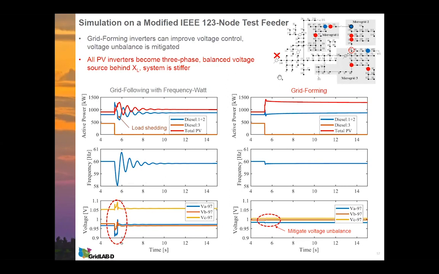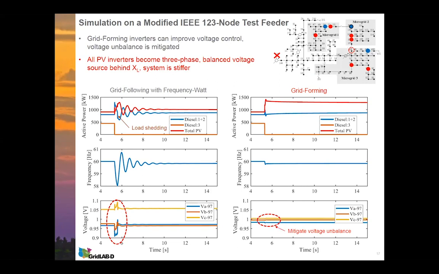And because the system is very weak, with only the two generators regulating voltage, we can see some voltage transients during the contingency. But if we have all the PVs grid forming controlled, all the red dots in this system become three-phase balanced voltage sources behind their coupling reactance. So the system is much stiffer compared to the grid following case because we have much stronger voltage sources in the system. So even though the loads and the network are unbalanced, the voltage unbalance is mitigated and the voltage transient response stability is improved.